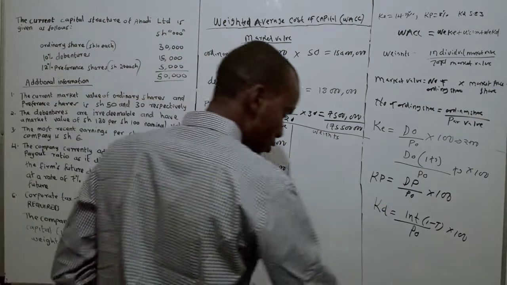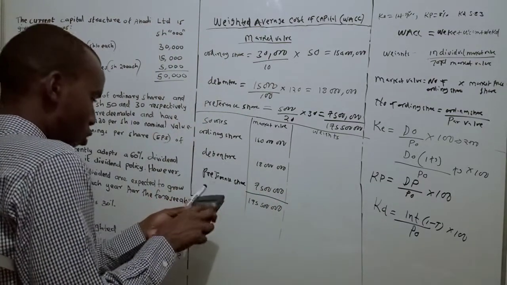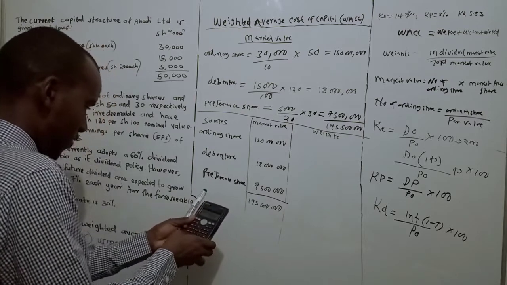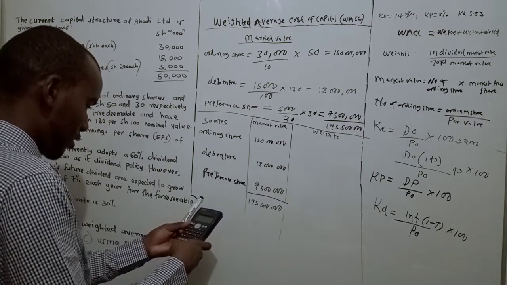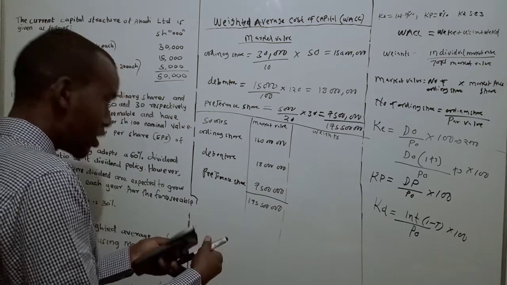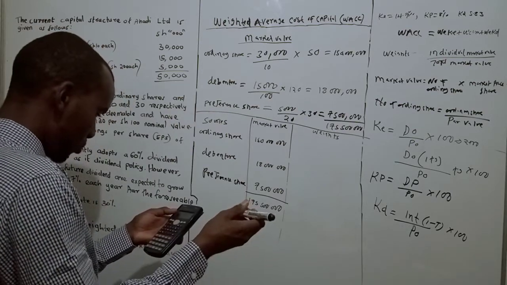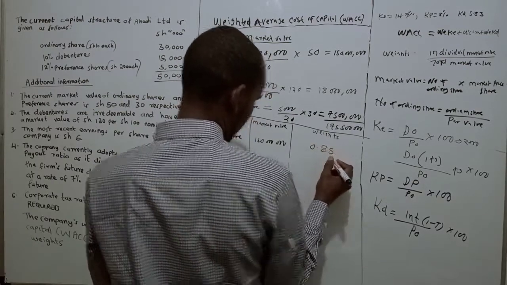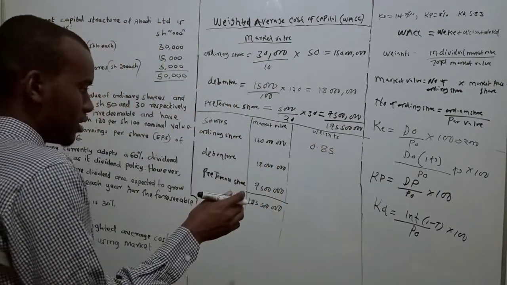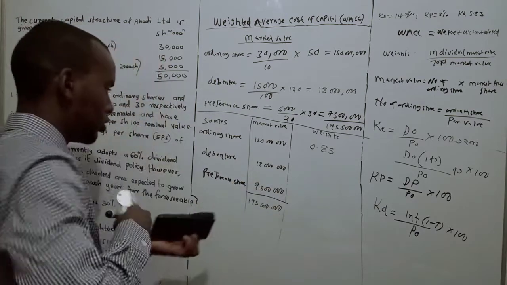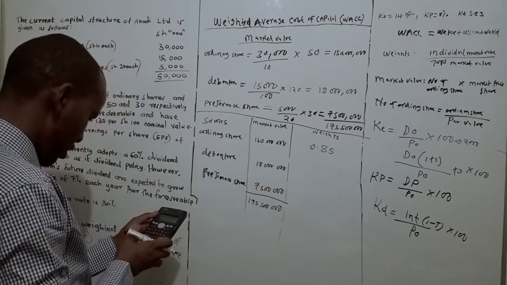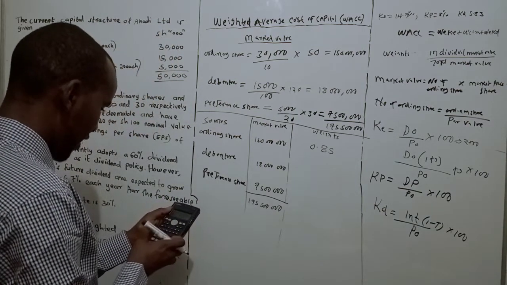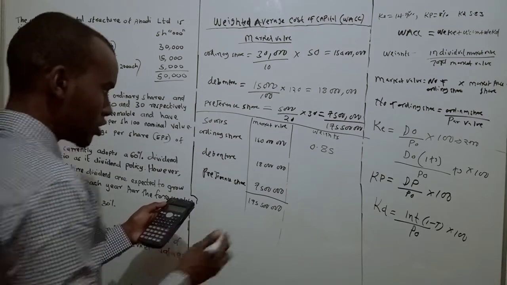For this case, we are going to get 150 million divided by 175,500,000. So I'm getting, to the nearest two decimal places, 0.85. Then the next weight is going to be 18 million. We're going to take the 18 million, divide the total market value, which is 175,500,000. I'm getting 0.1.